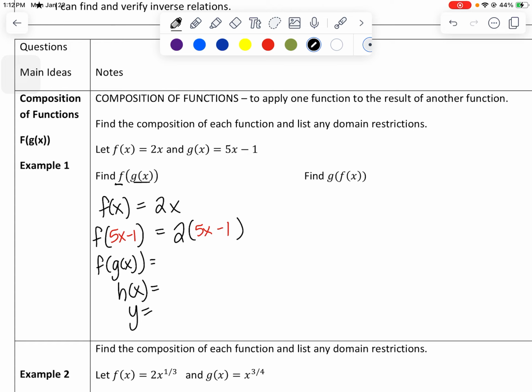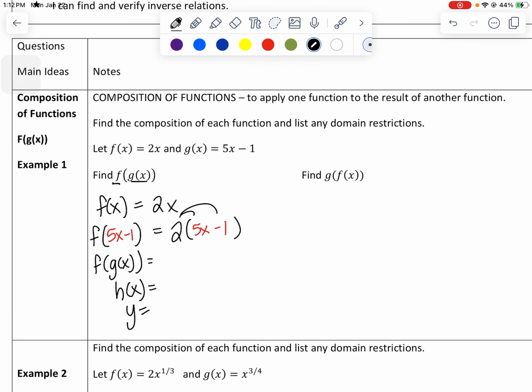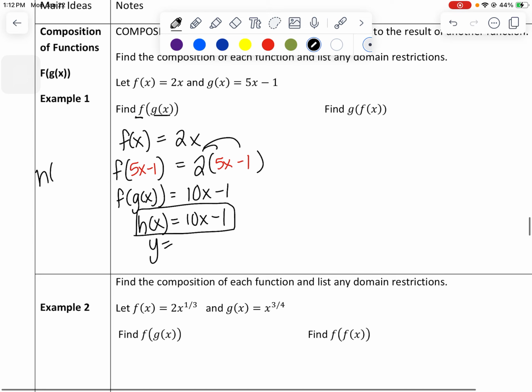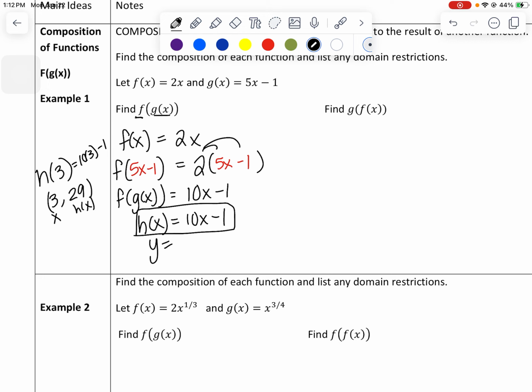The left side here is just showing me that's the output of my function. And then here I would distribute the 2, and you would get 10x minus 1. So you could relabel that as h of x, or just use y equals. So this is our composition function. So h of x is our output. For example, if you wanted to find h of 3, then you would plug in 3 for x, and you would get 30 minus 1. So you'd have the ordered point (3, 29). So input, output. So that's our composition of our function.